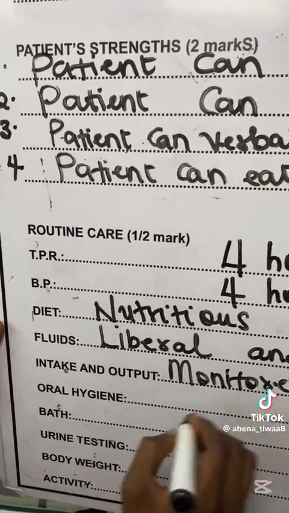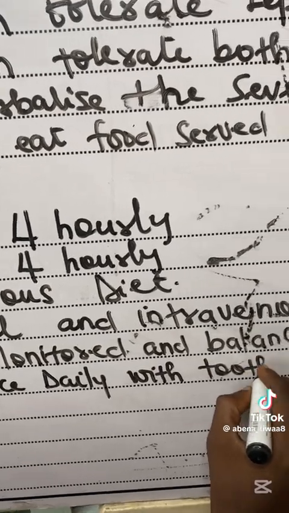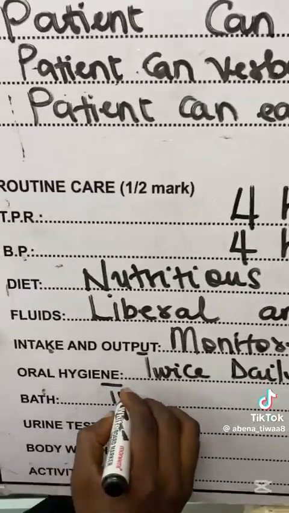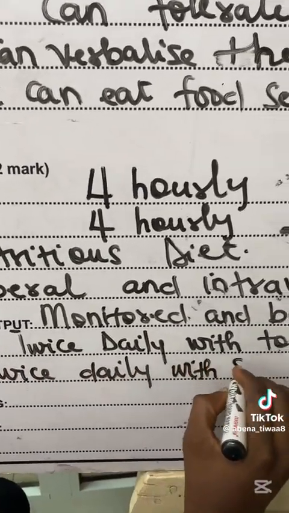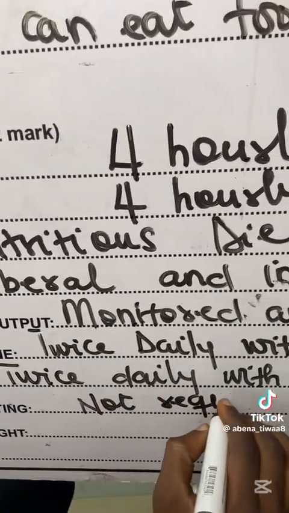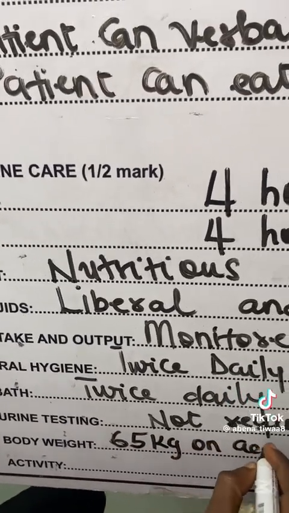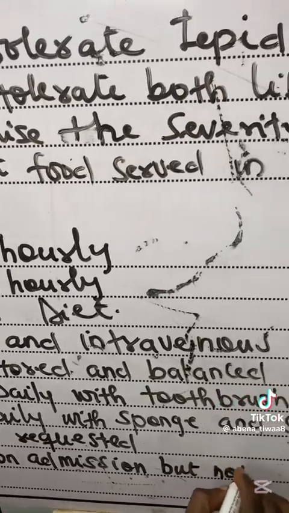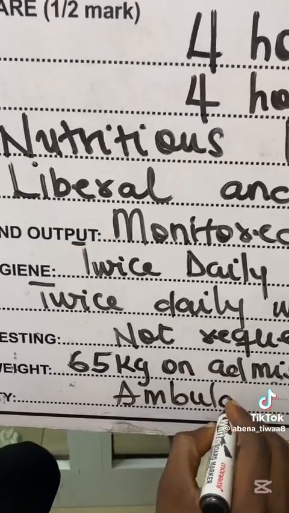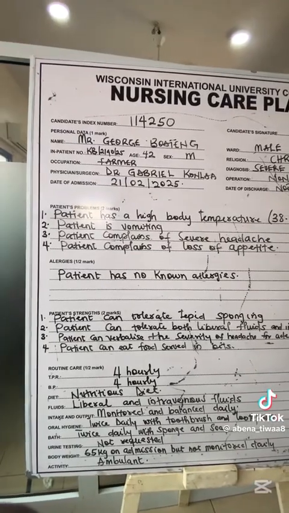With oral hygiene, the patient maintains his oral hygiene twice daily with toothbrush and toothpaste. He also bathes daily with sponge and soap. For urine testing, it has not been requested. Body weight on admission was 65 kilograms, but we are not monitoring it on a daily basis. And finally, our activity is ambulant. Ambulant represents a patient who can move around in bed.